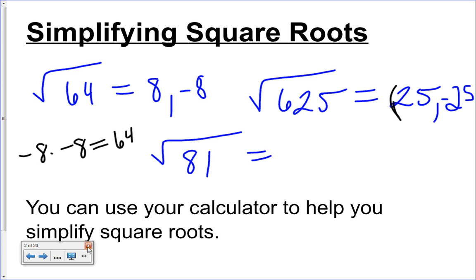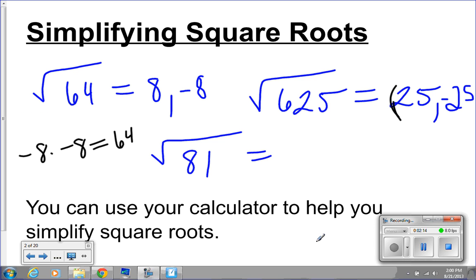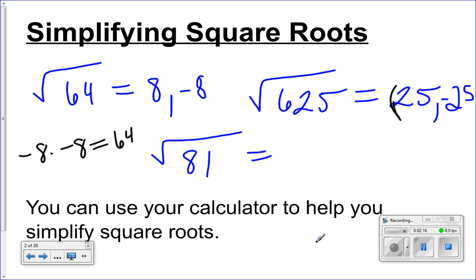So what would the square root of 81 be? Type it into your calculator and see what you get. So you should have gotten 9, but we also know that negative 9 times negative 9 gives us 81. So when we simplify square roots, we know that it can have two answers.